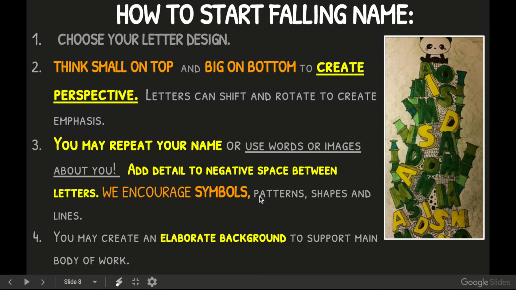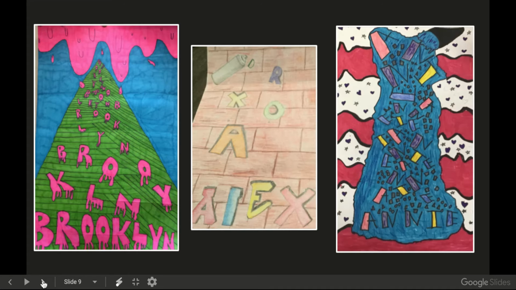We encourage you to use all your symbols, patterns, shapes, lines, and now create an elaborate background. That's a falling name project. Remember, it's going to be on your entire folder. You can see the crease here down the middle of her folder. Here are some other examples.